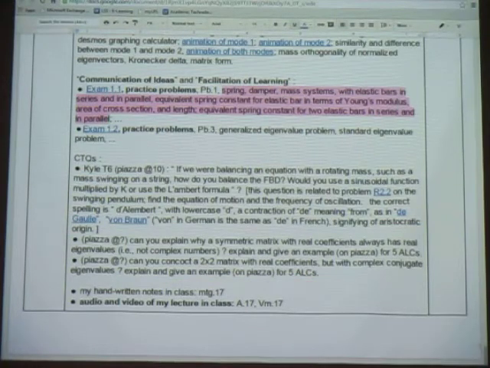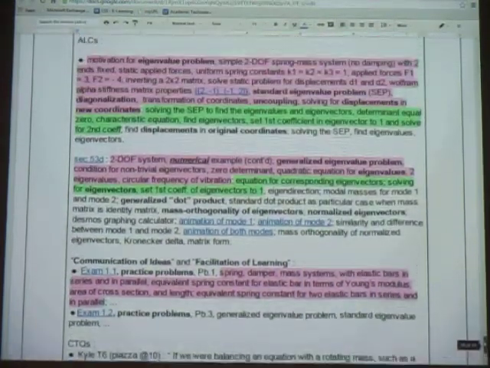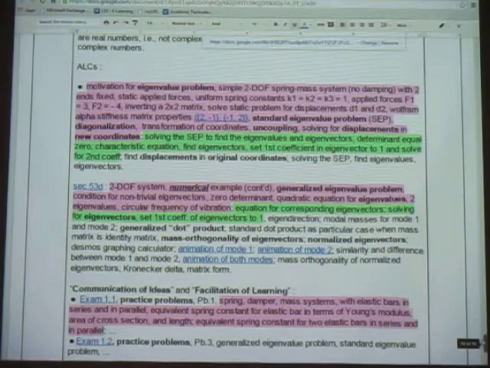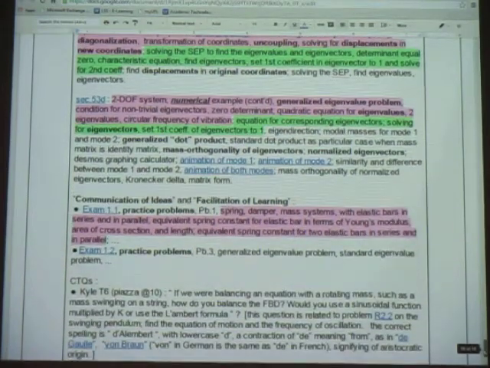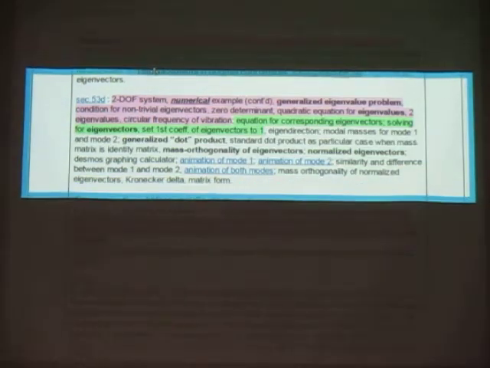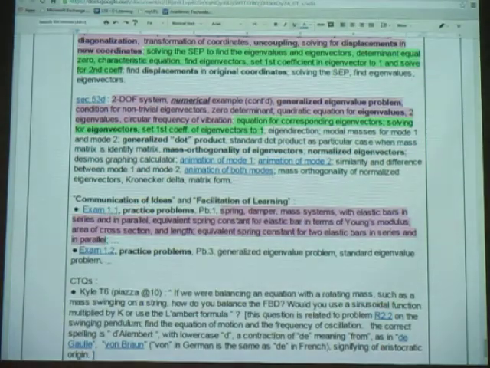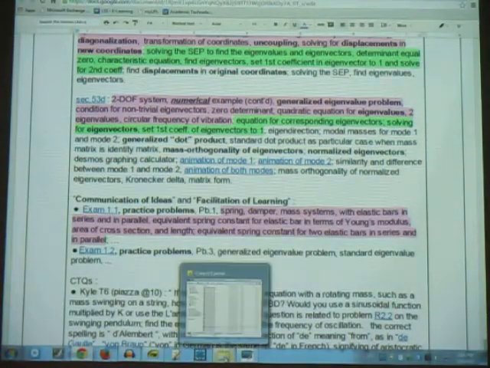Let's continue. Right now I'd like to go back to section 53D and complete the search for the eigenvectors. You have seen the method. The method is to set one coefficient to 1 and find the other coefficient. Let me bring up section 53D.